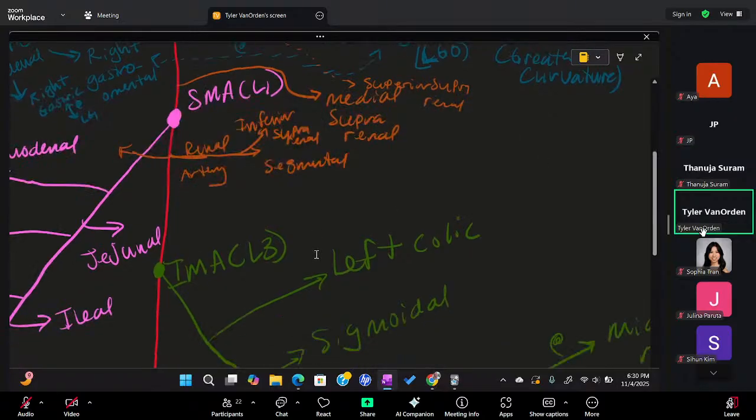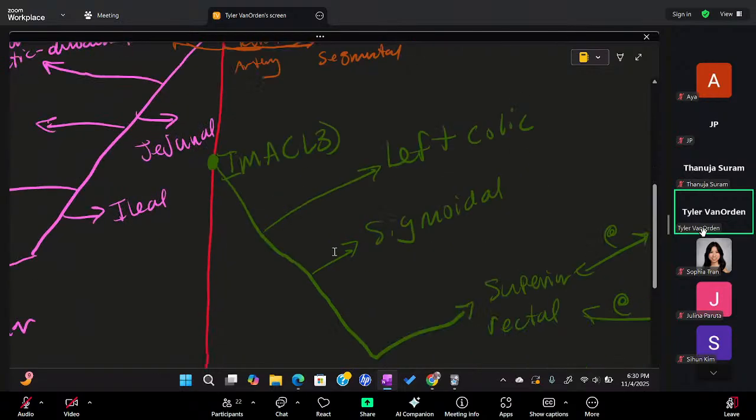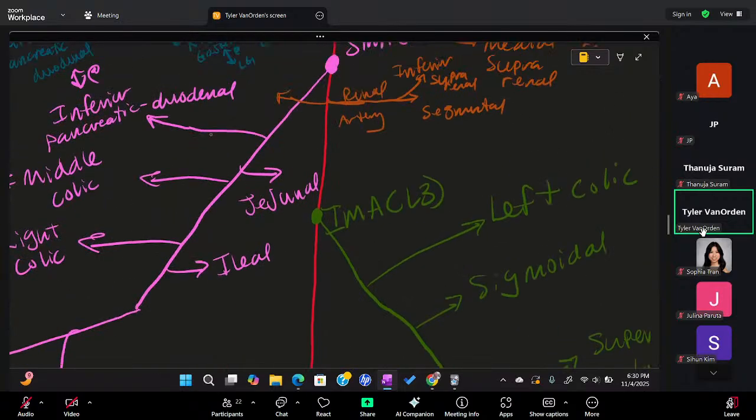And then lastly, or not lastly, second to last, in between the SMA and the IMA, we have our gonadals. So that means either ovarian or testicular. Those come directly from the aorta. So like I said, I'll put that in parentheses: testes or ovarian artery.